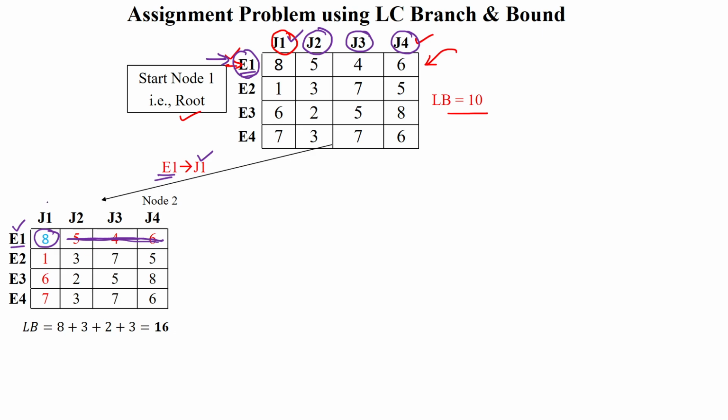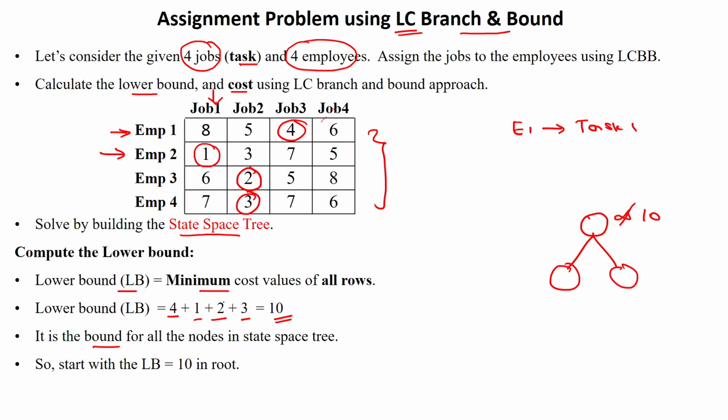So like that, job 1 is assigned to employee 1. What we have to do is make this job unavailable, so I highlighted it with the red color font. Then now we have to calculate the lower bound for this node number 2. For the lower bound, as I told you, you have to use the minimum cost of all the rows.